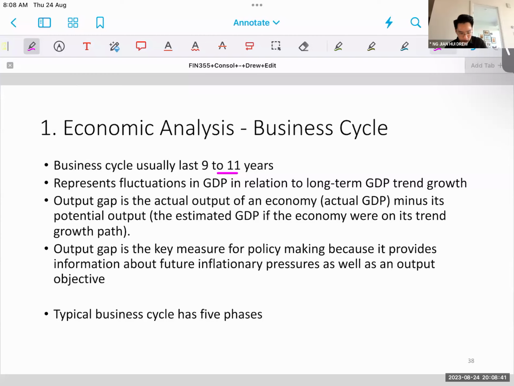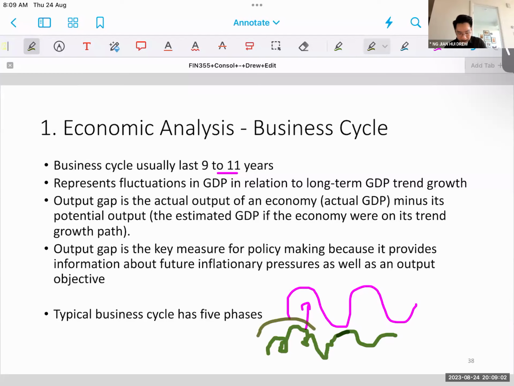Let me just try to draw it out for you. So a business cycle can be like that, right? But in between, if we look at the small details, it can be like there and it goes down, but overall it's going up and then down. It's a very bad drawing, but it's still up and down. But then there can be small bumps or dips along the way, right?